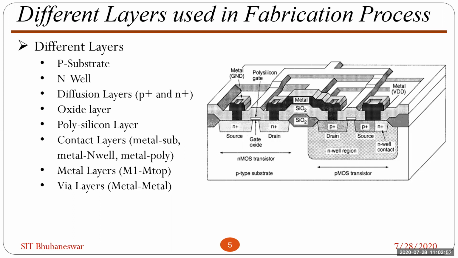First is a P substrate. So this one is the P substrate, a P-type semiconductor. And this part is the N-well. Inside this P substrate we will grow an N-well. In this P substrate we will create the N-channel MOSFET, and inside the N-well we will create a P-type MOSFET.